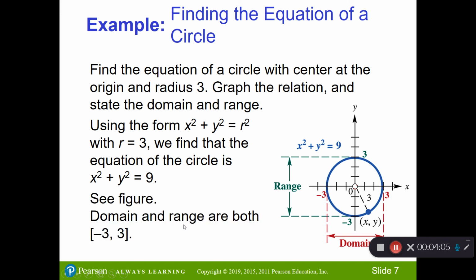Now, notice that the domain and range here are negative 3 to positive 3, negative 3 to positive 3.